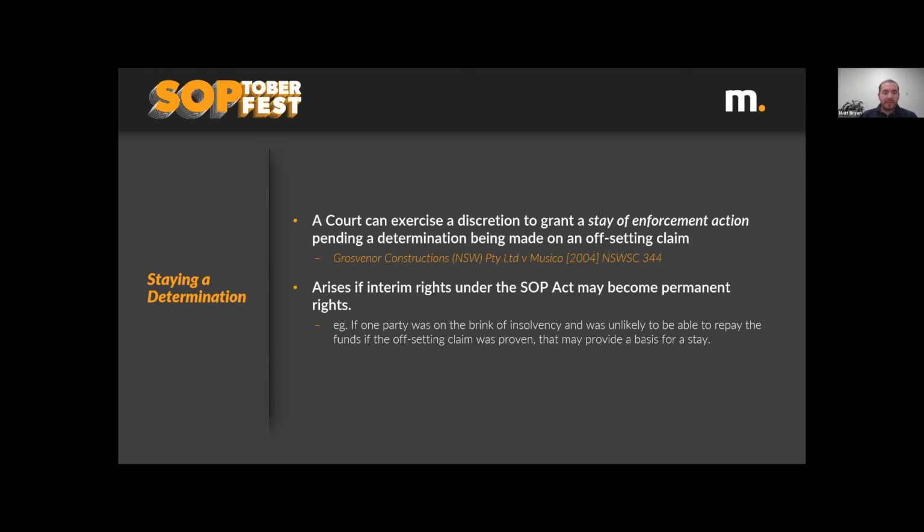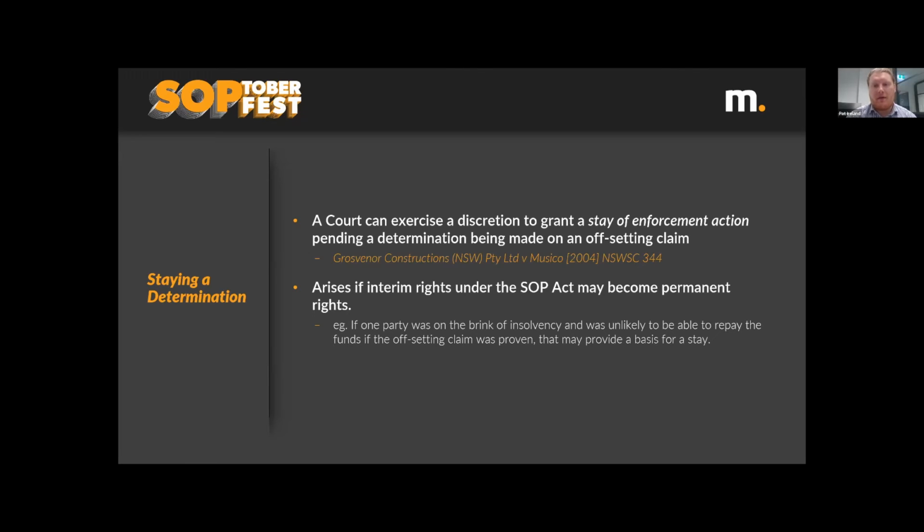So moving on from that then, Pat, do you want to talk about stays? Yeah, sure thing. As noted in the Supreme Court case, Grosvenor Constructions and Musico, a court can exercise the discretion to grant a stay of enforcement action pending a determination being made on an offsetting claim. This arises where interim rights under the Security Payment Act may become permanent rights. As Matt mentioned, the object of the Act is to get people paid in the first instance, and then if need be, have a more detailed argument in court later.